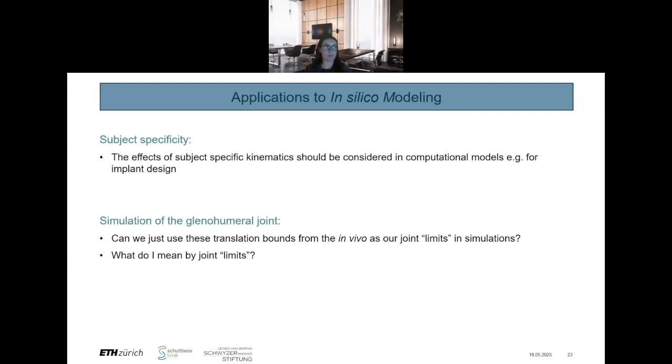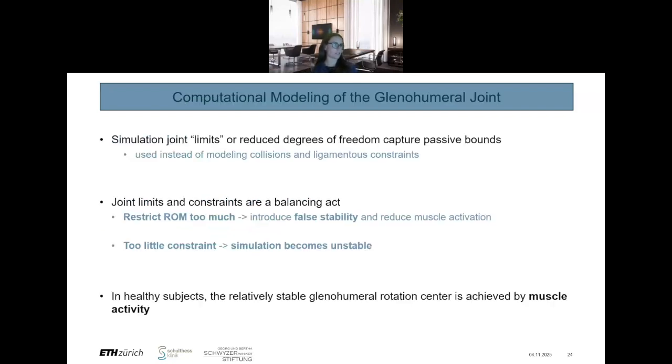So now, moving towards the simulation of the glenohumeral joint, one question might be: can we just use these translational bounds from the in vivo data for our joint limits in the simulations? And what do I even mean by joint limits? I'll give a brief overview of this. Most of you are probably familiar with it, but it's still good to take a little step back.